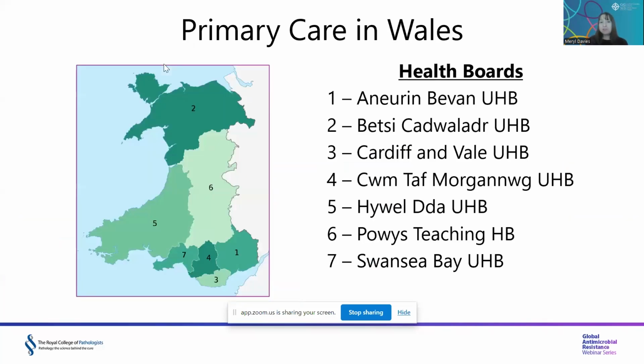So as mentioned earlier, primary care in Wales is split from the perspective of health boards, and there are 7 health boards. This is just a map showing Wales and the different health boards, and some of them look very much bigger than the others. If we take health board number 6, Powys, it's a very large health board geographically, but has a small population because of its rural nature. Whereas Cardiff and Vale, number 3, is a small geographical area, but has a high population due to its urban nature.